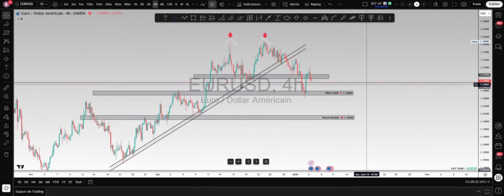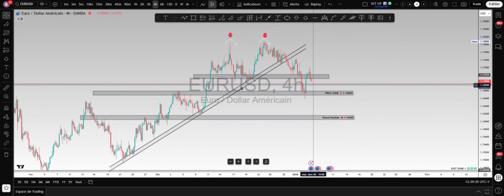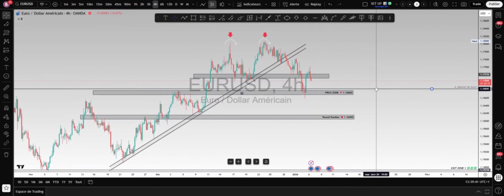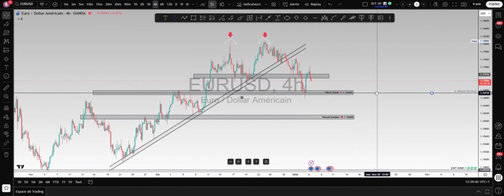And I'm waiting for the market to come there. Here, I have set my alert. I'm waiting for the market to trigger my alert, and then I'll move the alert just below the price zone to favor sales on the Euro USD currency pair.